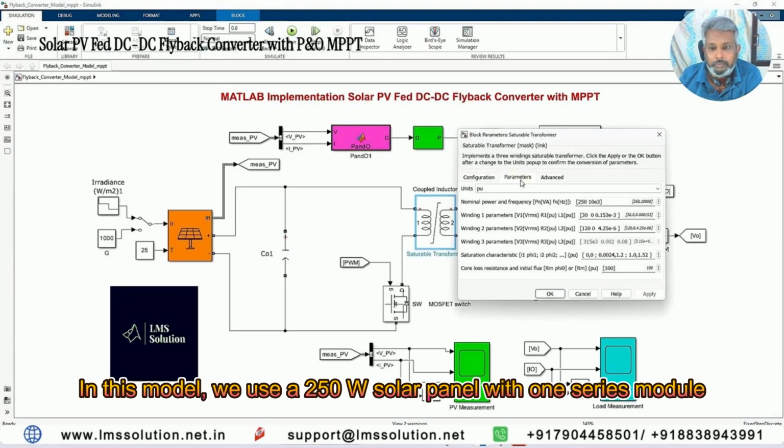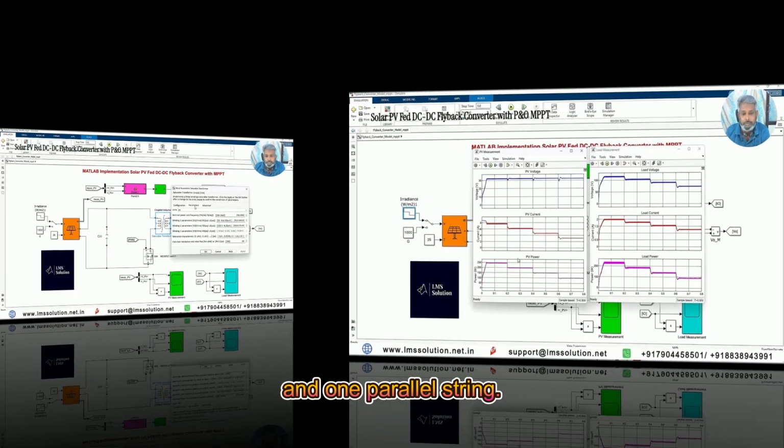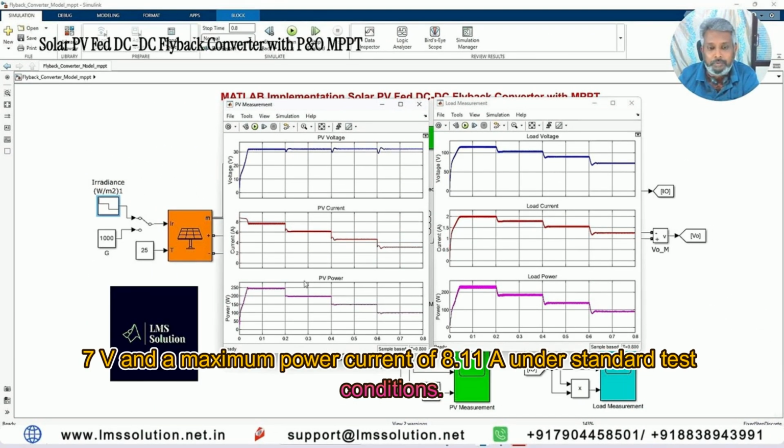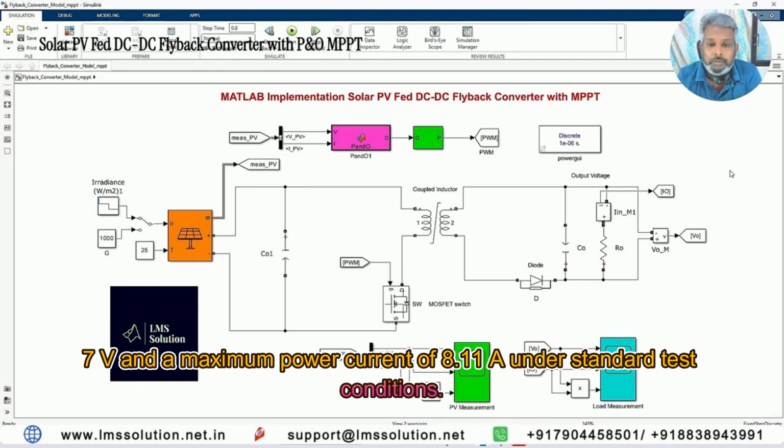In this model, we use a 250W solar panel with one series module and one parallel string. The panel operates at a maximum power point voltage of 30.7V and a maximum power current of 8.11A under standard test conditions.